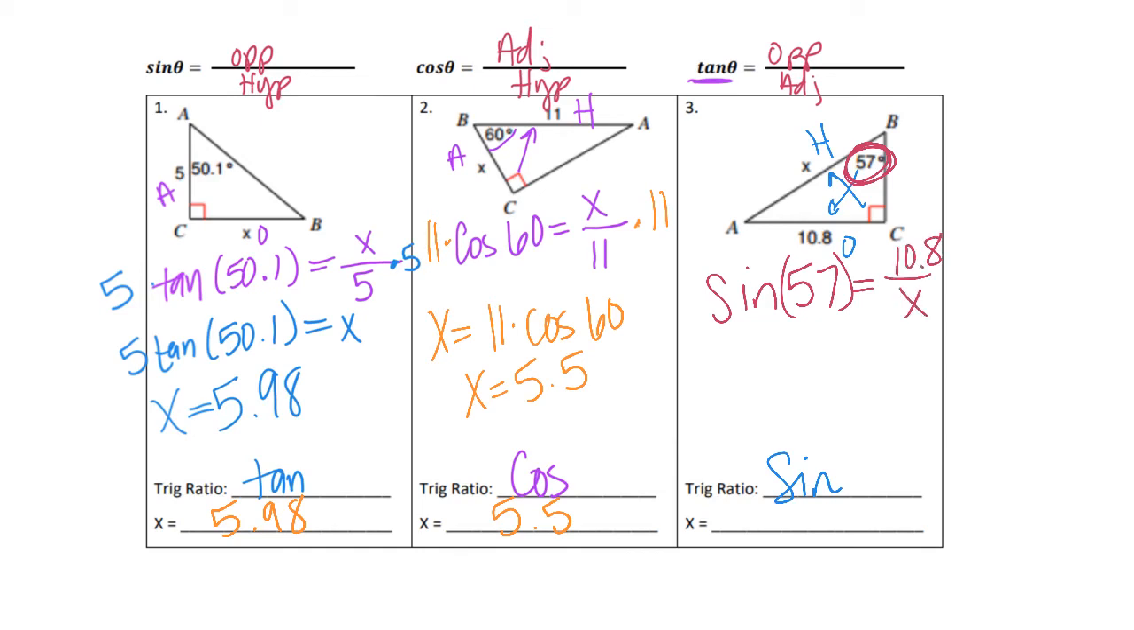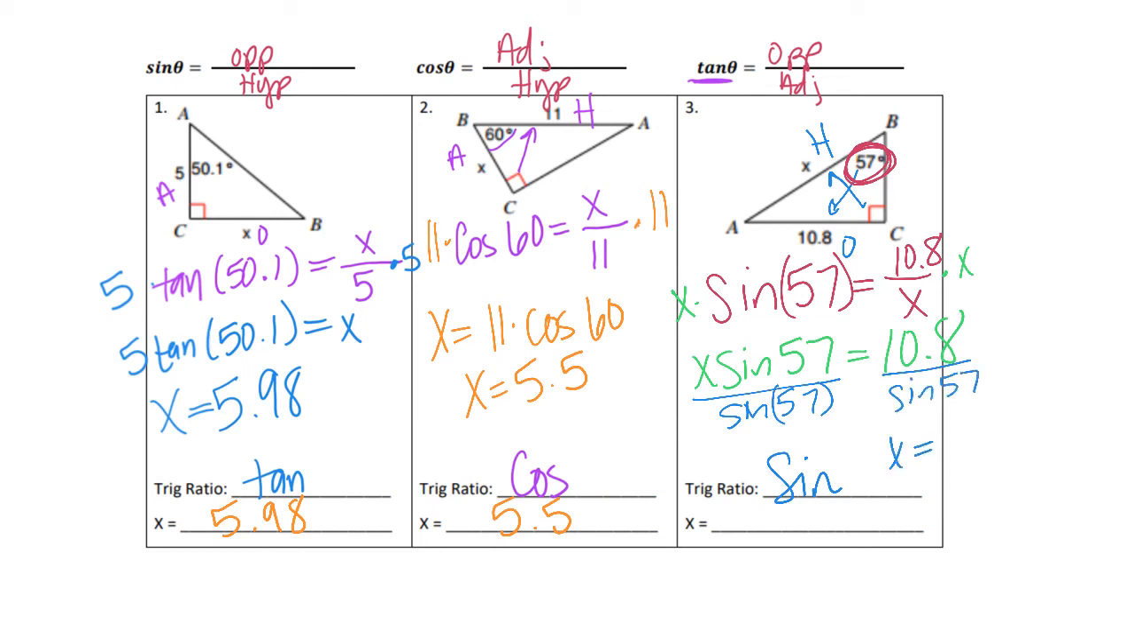This one looks a little bit different. It's actually going to have a few more steps to it. So we got to get x by itself. So to do that, first thing we got to do is times by x on both sides to get the x off the bottom. So we have x sine of 57 equals 10.8. Well, x still isn't by itself, so we have to divide by sine of 57 on both sides. So then we get that x is going to equal 10.8 divided by sine of 57.